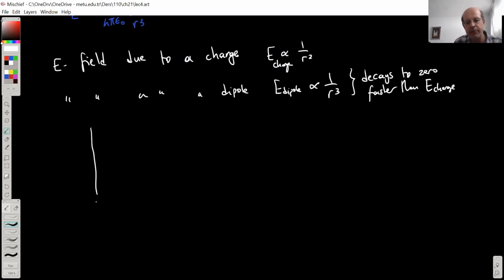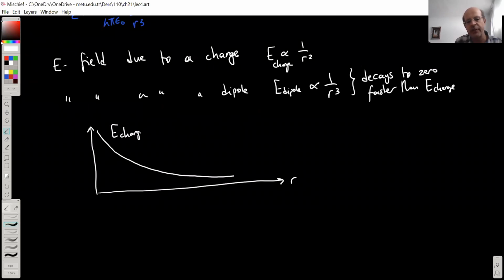If I plot, for example, the electric field produced by a charge, it basically decays to 0. So let's say that this is the electric field due to a charge. And let me use a yellow color for the other one. The electric field due to a dipole might actually be strong compared to the electric field due to a charge at close distances, but at large distances it's always weaker. That's just an exaggeration. So let's say this is the electric field due to a dipole.